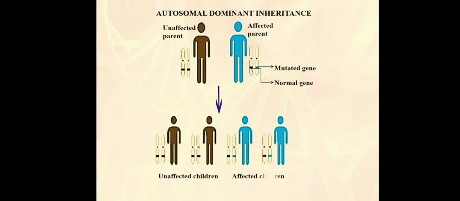In others, an affected person inherits the condition from an affected parent, which results in a 50% chance of having an affected child with one mutated gene, which is of dominant condition, and a 50% chance of having an unaffected child with 2 normal genes, which are of recessive condition. The most common inheritance is polycystic kidney disease.